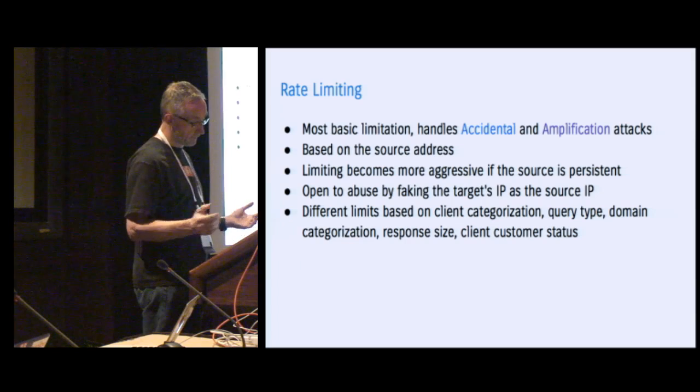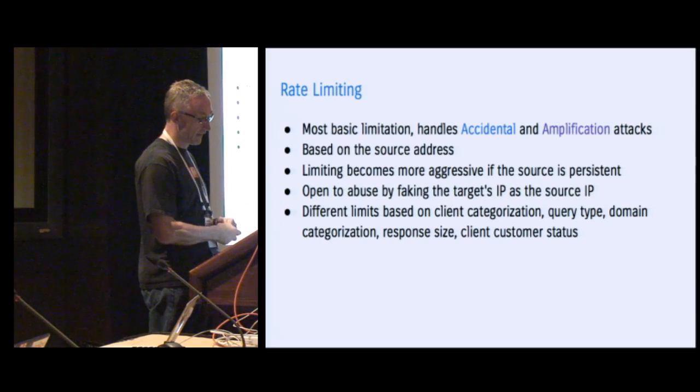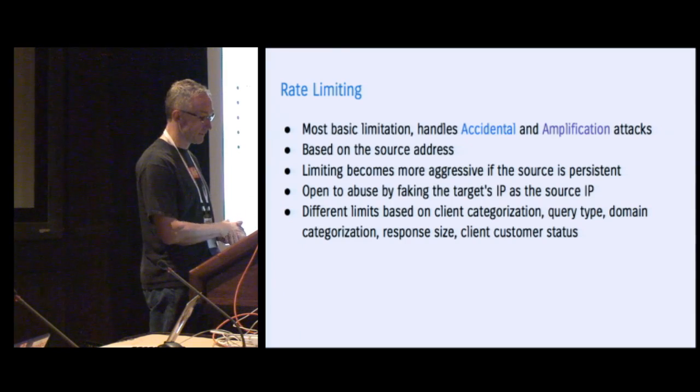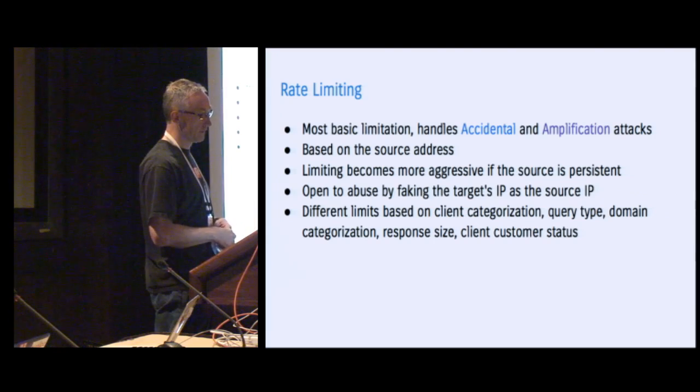So the first two types, the accidental attack and the amplification attack, are reasonably easy to deal with because the source address is constant. It stays the same throughout the attack. It's not falsified, so we can just limit the responses that we send based on too many queries from one source address.